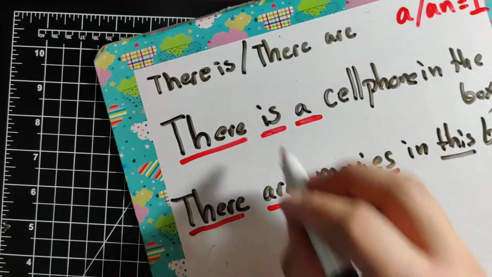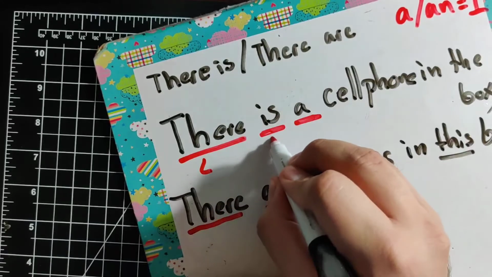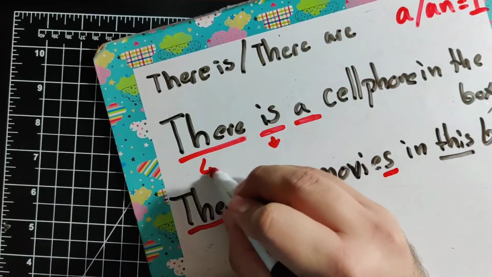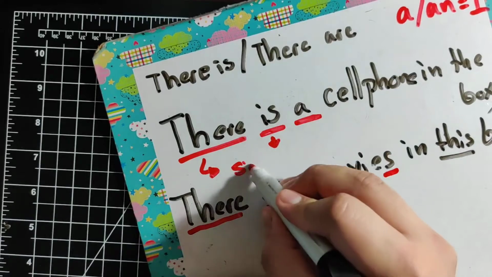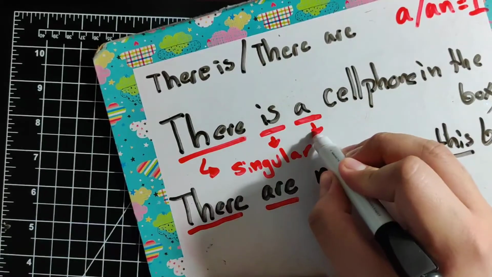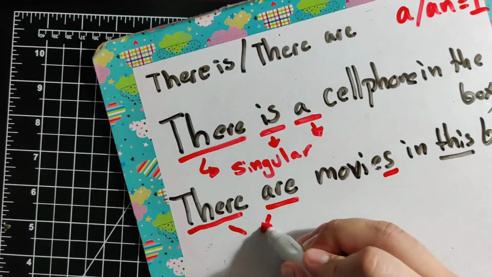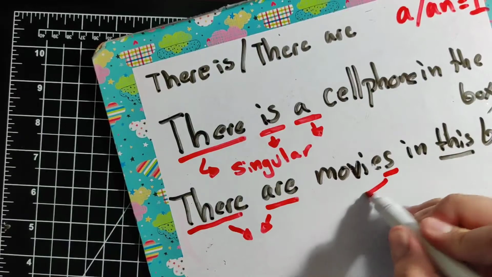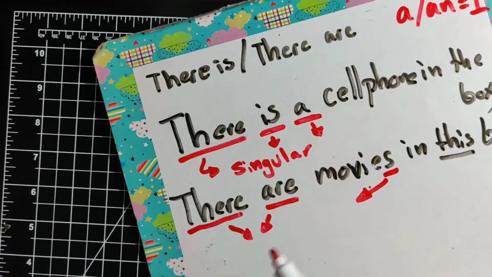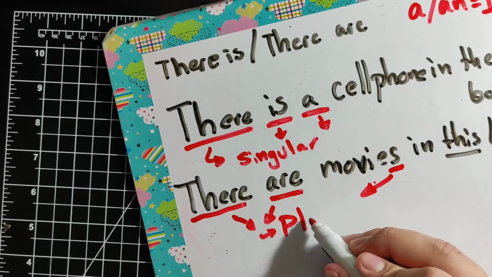So as you guys can see, we use there is, okay? When we're talking about singular. Oh, and don't forget the A. And we use there are and the S when we're talking about plural.